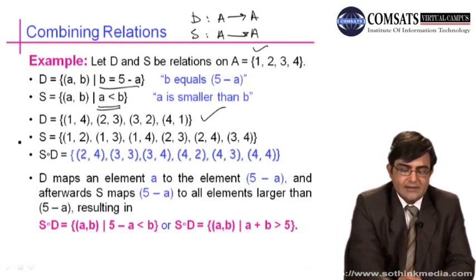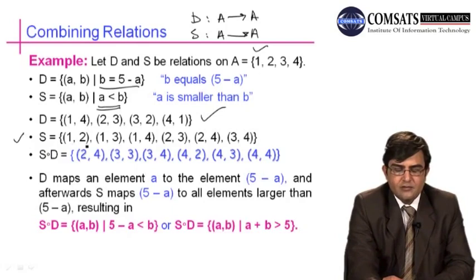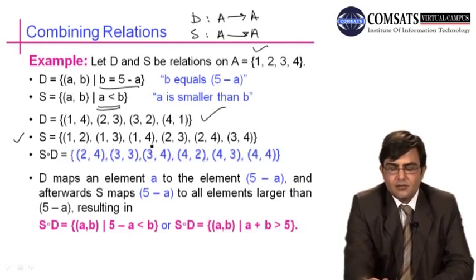Now next is the S relation. What is the rule in this relation? a is less than b. First, if we choose 1, we cannot choose 1 in the second place, because 1 is not less than 1. So here we choose (1, 2), since 1 is less than 2, (1, 3), 1 is less than 3, and (1, 4), 1 is less than 4.